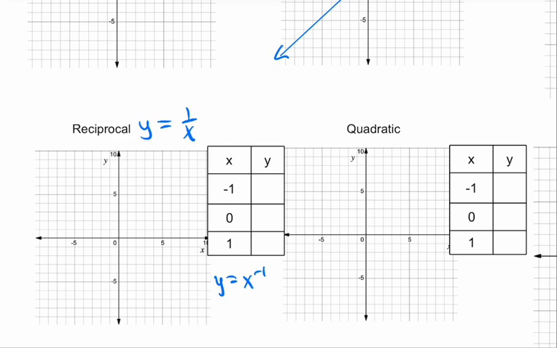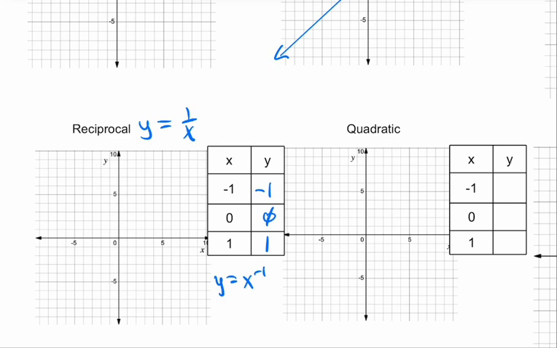If we plug in -1, we get -1. If we plug in 0, it is undefined. If we plug in 1, we get 1. So how do you make the reciprocal function? Now we're going to explore how to transform these functions. That's why we need to know the basic, what's called the parent functions, okay?